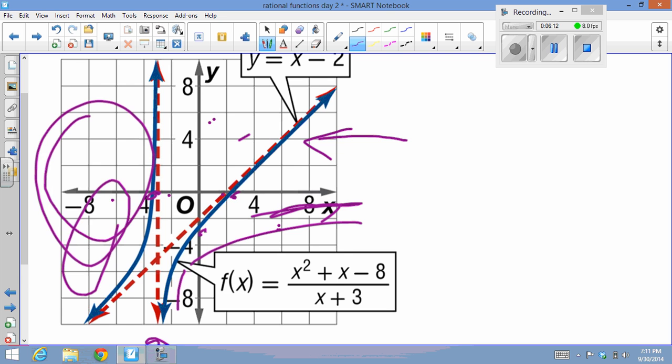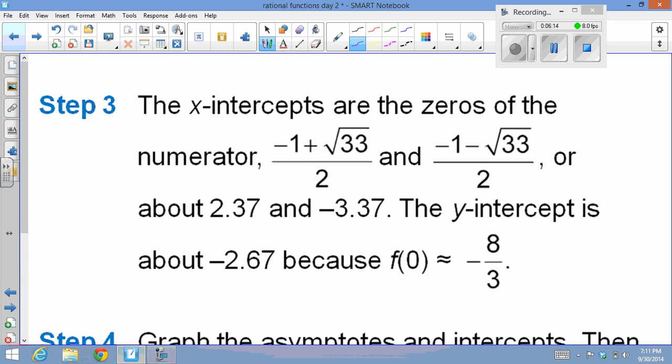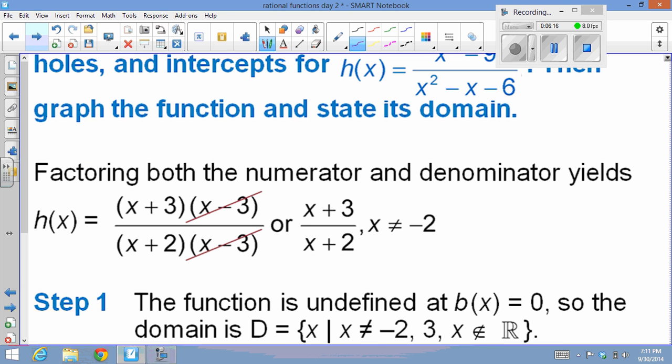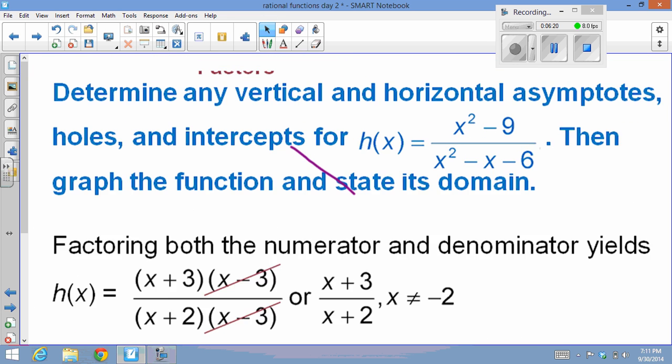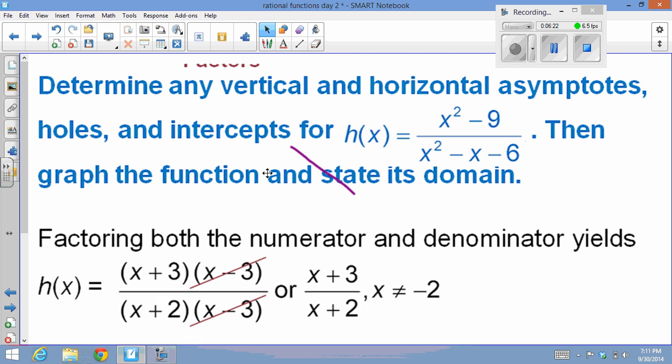So here's another problem, same basic idea. Oops, wrong way. So here's my graph. And there we go, sorry about that. And my equation this time is x squared minus 9 over x squared minus x minus 6.